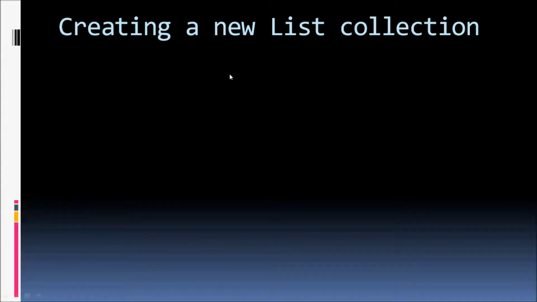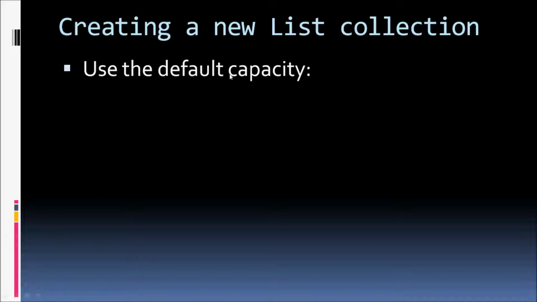Let's go to the coding part. First, we learn how to create a new list collection in Java. You know, there are several ways to create a new list collection, and the first way, we use the default capacity of the list collection. That means the initial number of elements that the collection can store.